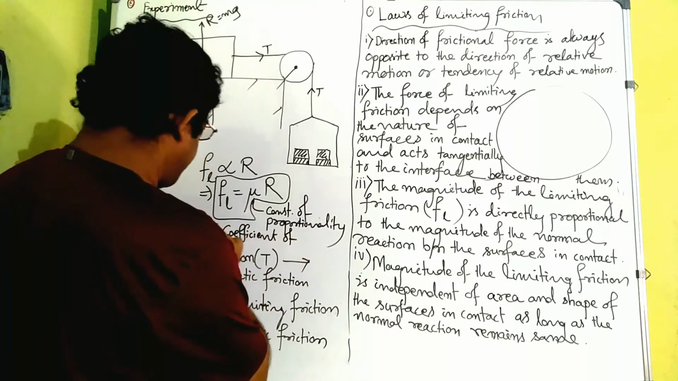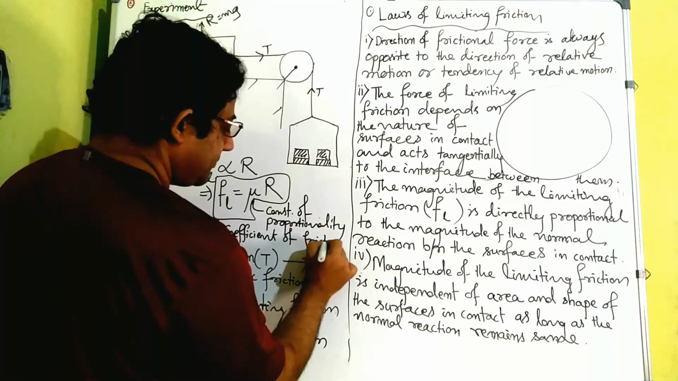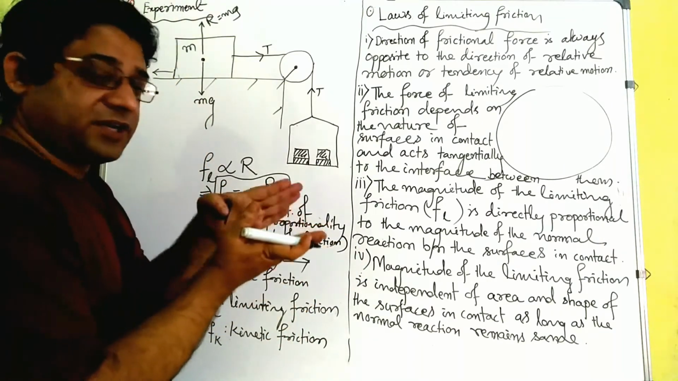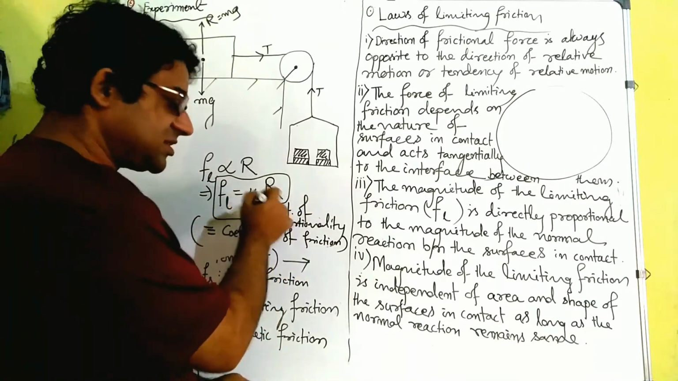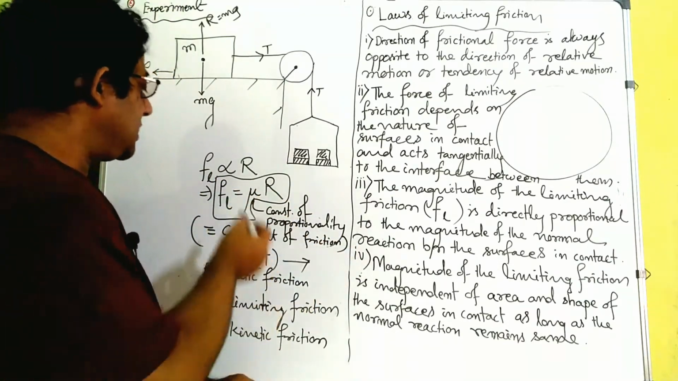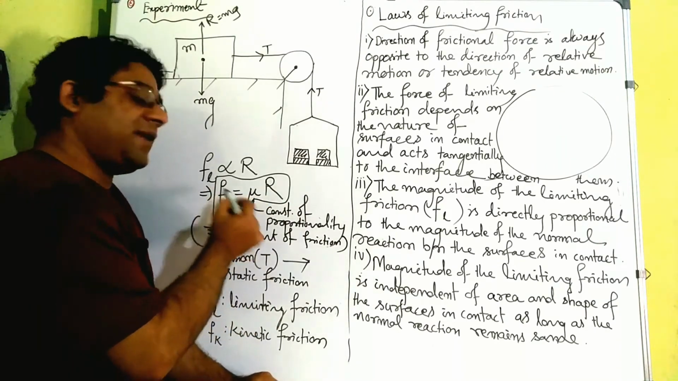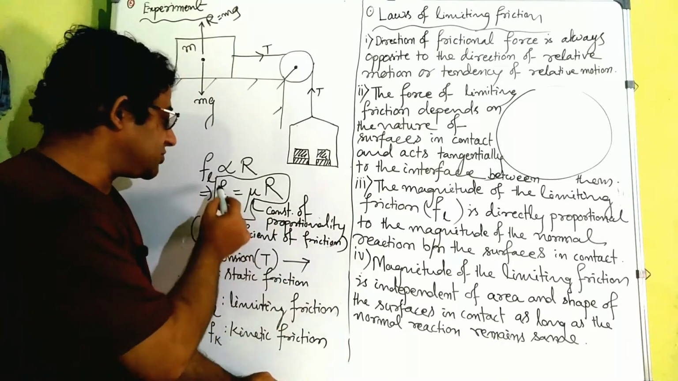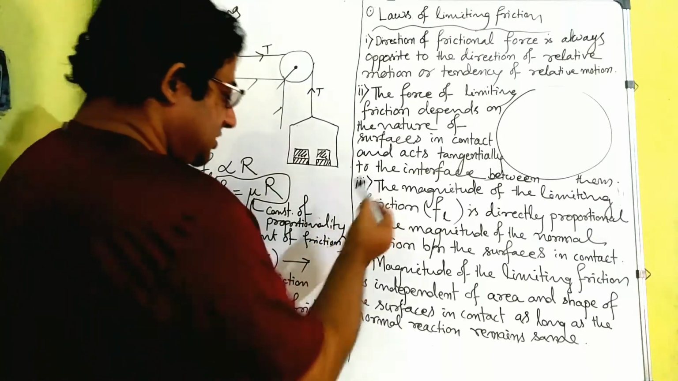Coefficient of friction, and this coefficient of friction will naturally vary for different pairs of surfaces. This mu also will vary. Mu is the symbol for coefficient of friction. So FL is equal to mu R, or it is also said FL means maximum frictional force. Fmax also is written in some books. So Fmax is equal to mu into normal reaction. This is the third point.